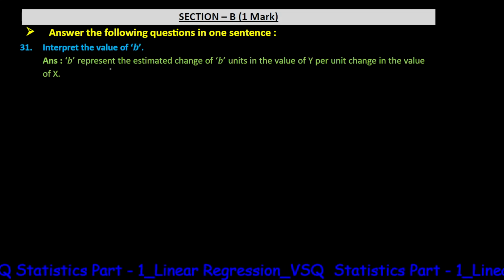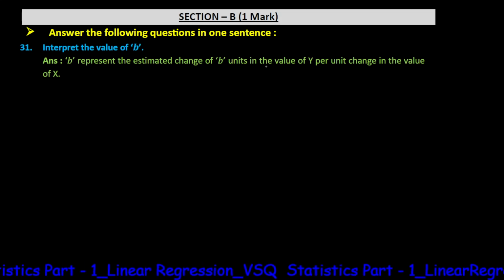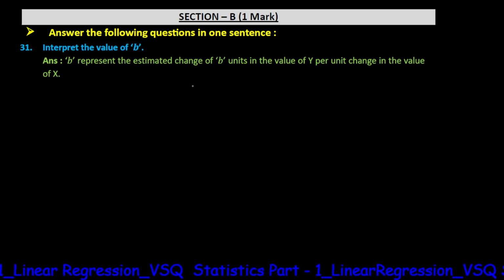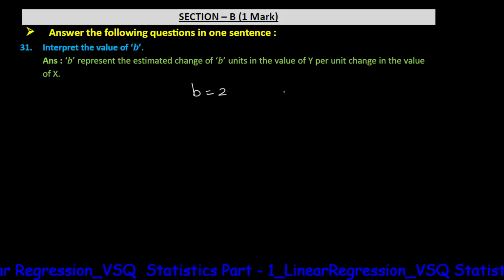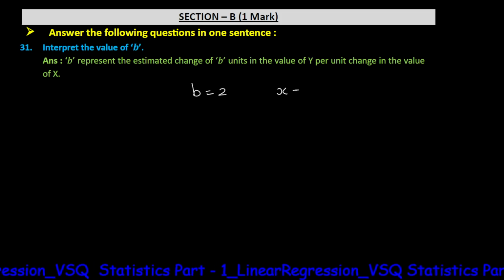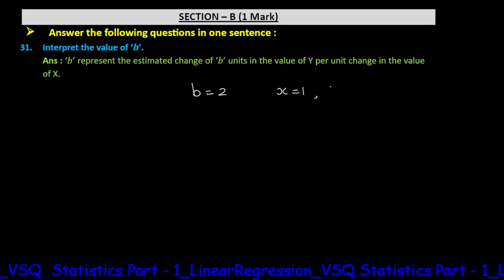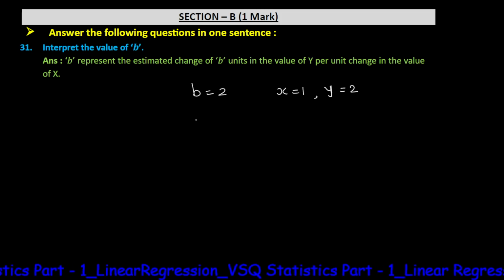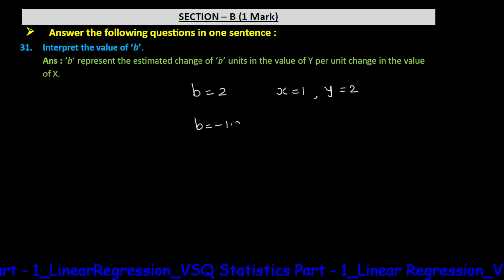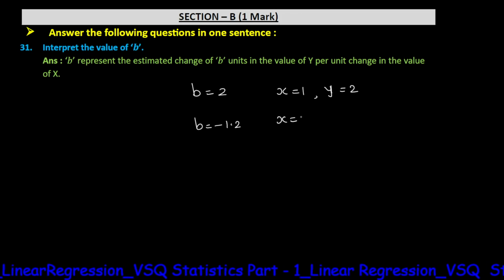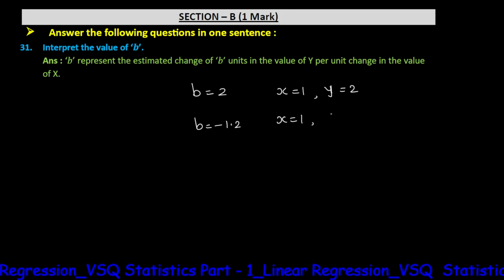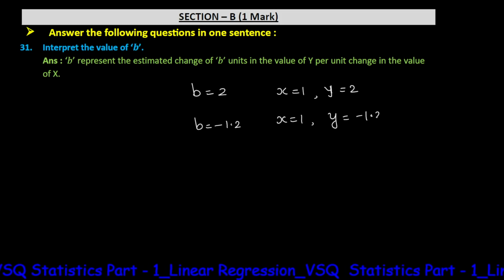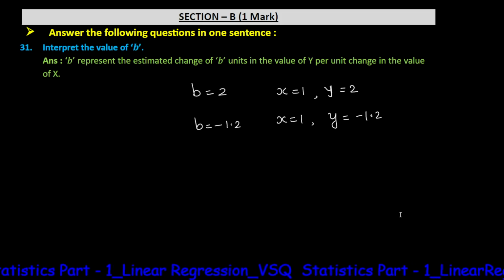Answer: B represents the estimated change of B units in the value of Y per unit change in the value of X. For example, if B equals 2, that means if we change the value of X by 1 unit, the value of Y changes by 2 units. If B equals minus 1.2, that means if we change the value of X by 1, then the value of Y decreases by 1.2.